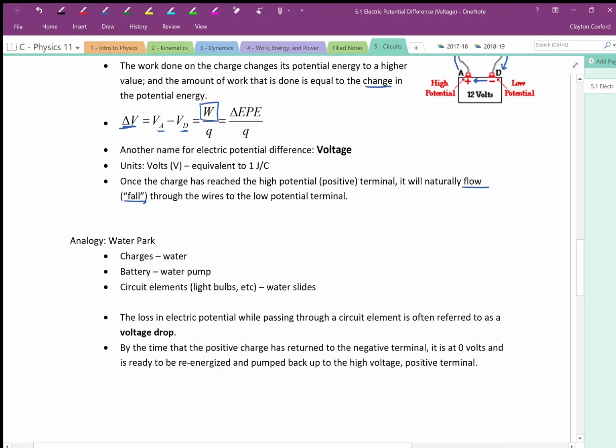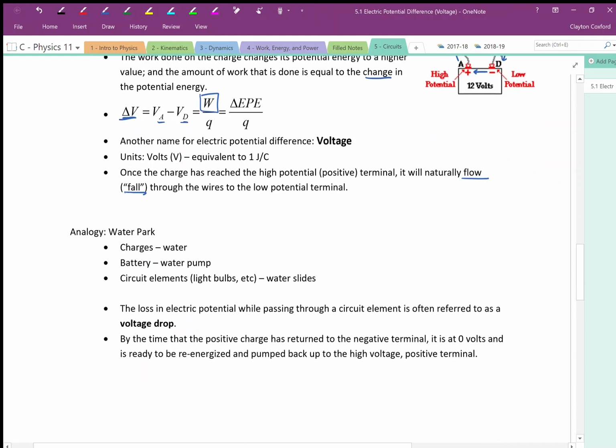That electric potential energy will flow through the wires, flow through the circuit until it's used up that energy. And then those charges will have to go through the battery again to get charged back up, to get the energy back up so they can flow through the circuit again.